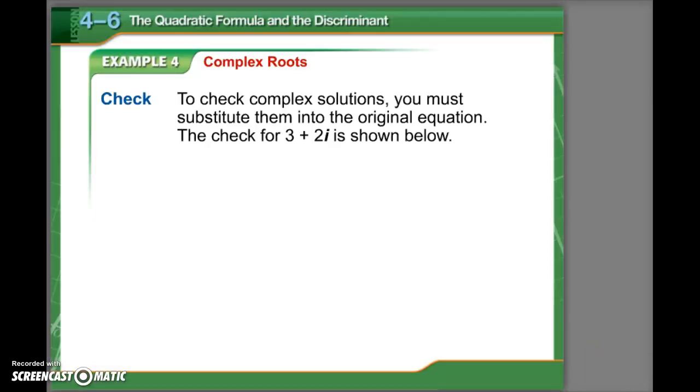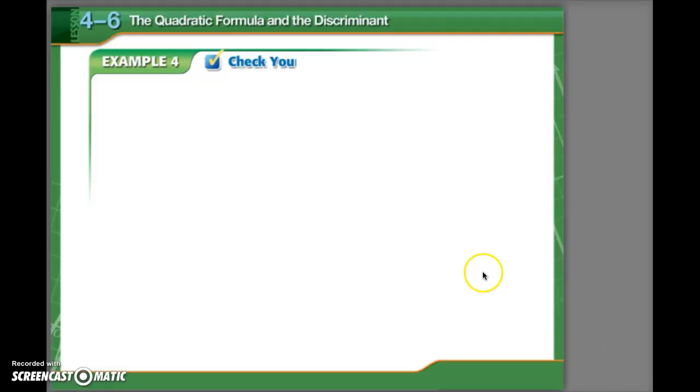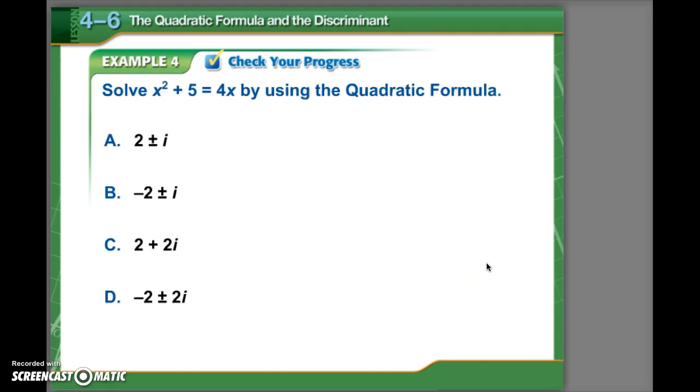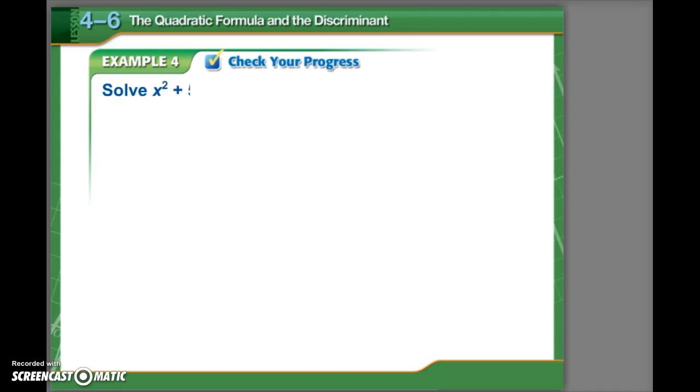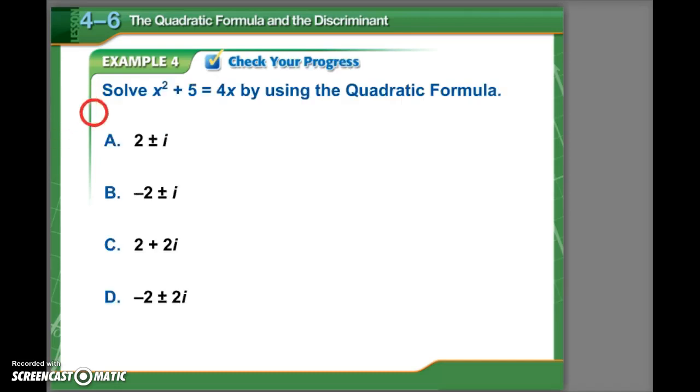Okay, we're going to skip this page. Okay, one for you guys to check your progress on, you need to solve x squared plus 5 equals 4x using the quadratic formula. Go ahead and solve this on a sheet of paper, and when you have your answer, come back and advance to the next slide. And your answer to this problem is 2 plus or minus i.